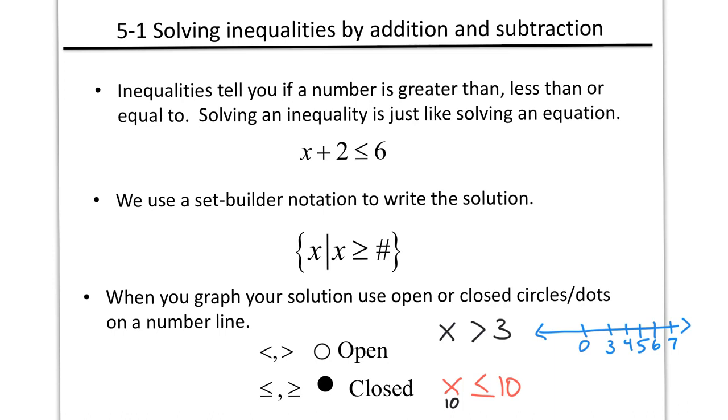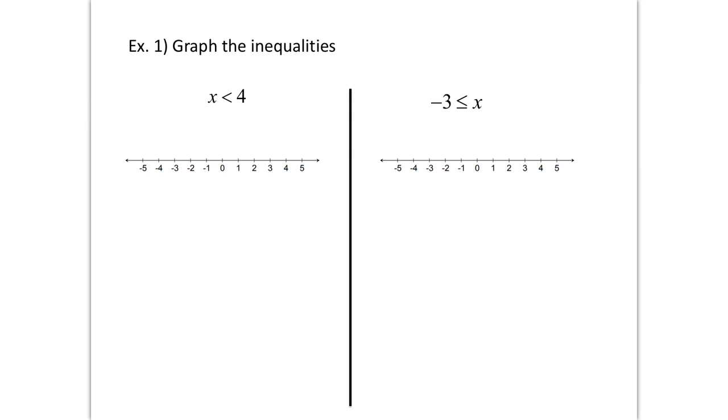So 10 or less: 10, 9, 8, 7, 6, 5, 4, 3, 2, 1, all the way to the negative numbers. So that's when we need a closed circle. We're going to need that on top of our graph of the number, because closed means you're including the number in your answers. Open circle, you're not including that number in your answers.